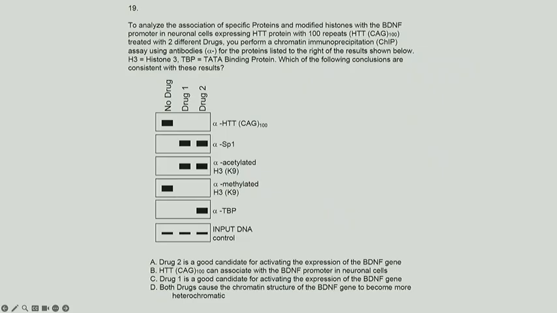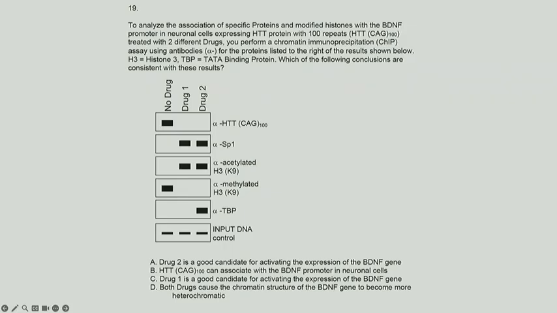So we do that, right? And then this on the side is all the antibodies that we've used. We've used an antibody against the, I keep wanting to say Harringtonin, sorry, that's a drug I work on that's abbreviated the same way. The Huntington gene, and then SP1, acetylated H3 at K9, methylated H3 at K9, and TBP, right? So then what types of conclusions are we going to be drawing from this?